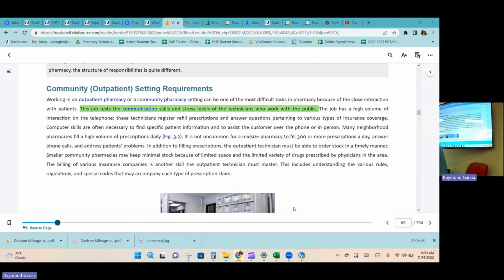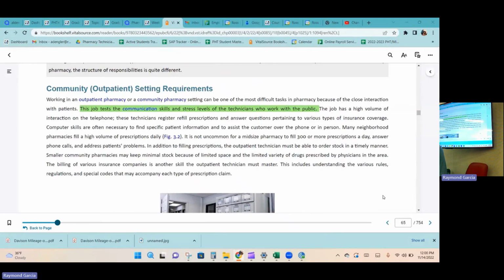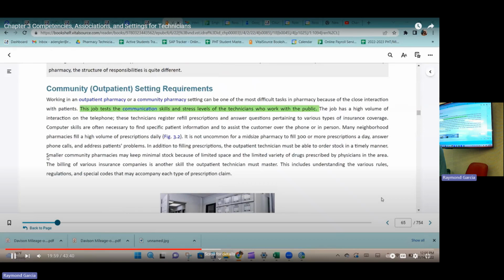Many neighborhood pharmacies fill a high volume of prescriptions daily. So for instance, one of my students is at Walgreens in Davison, Michigan, and they fill almost 1,000 prescriptions a day. And yes, that is a lot. So just kind of think about that. It is not uncommon for a mid-sized pharmacy to fill 300 or more prescriptions a day. So every pharmacy I've ever worked at has filled about 300 or under. I did work at one that filled about 800 to 900 a day though.